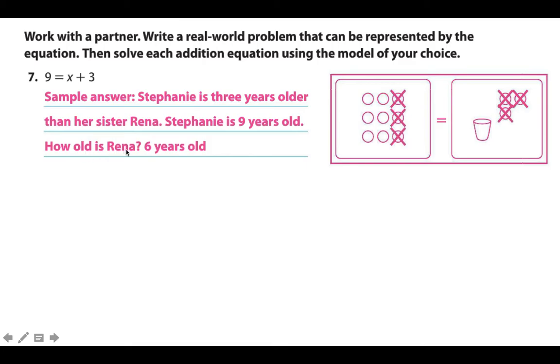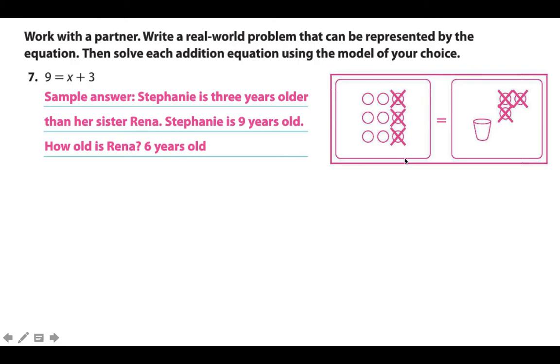How old is Raina? So if we want to use the cups and counters to represent this, we've got 9 on one side of the mat, or one side of the equal sign, and we've got x plus 3 on the other side. So that would be 1 cup and 3 counters. Now if we want to figure out how old Raina is, we've got to take the 3 years older away from Stephanie's age and away from the expression that represents what is equal to 9.